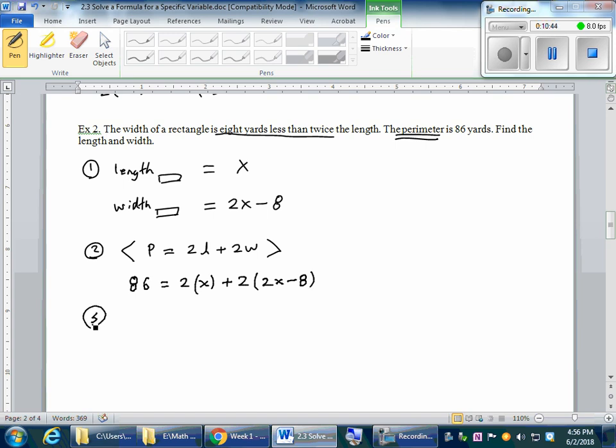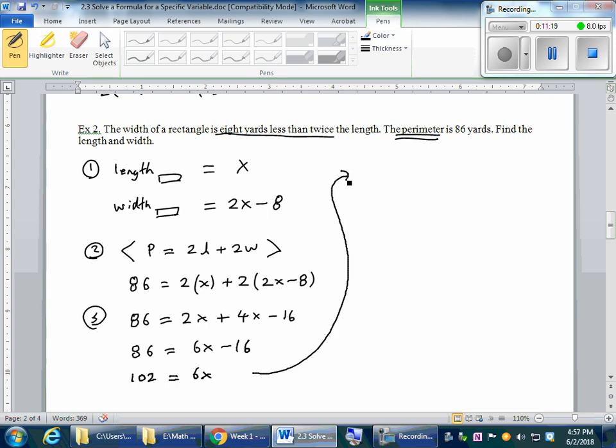Now, solving this, distributing on the right hand side, that will become 2x plus 4x minus 16. Combining like terms on the right hand side, 6x minus 16. Now, to solve for the variable, I need to add 16 on both sides. So when I add 16 on both sides, this will be 102 is equal to 6x. And dividing both sides by 6, 102 divided by 6 is 17.